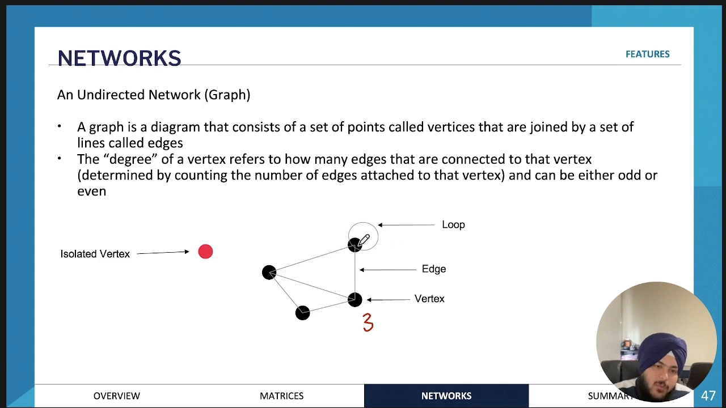So for example, this one, what will be the degree of this? So we have 1 edge, 2 edges, and this is technically just considered 1 edge. So 3 again. So this will also be 3. This one, we only have 1 and 2, so 2 edges. So that's how you would denote the degree of a vertex.